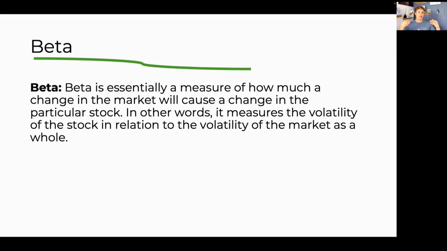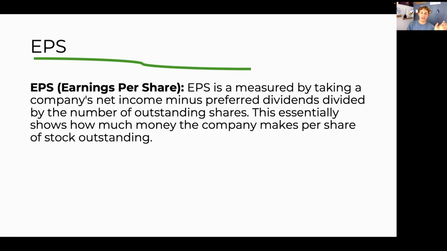If my beta is 1.2, then if the stock market moves up 1%, my stock is going to move up 1.2%. So hopefully that makes sense. It basically shows how much influence the overall market movement has on this particular stock. That's beta. So next up, we got EPS.